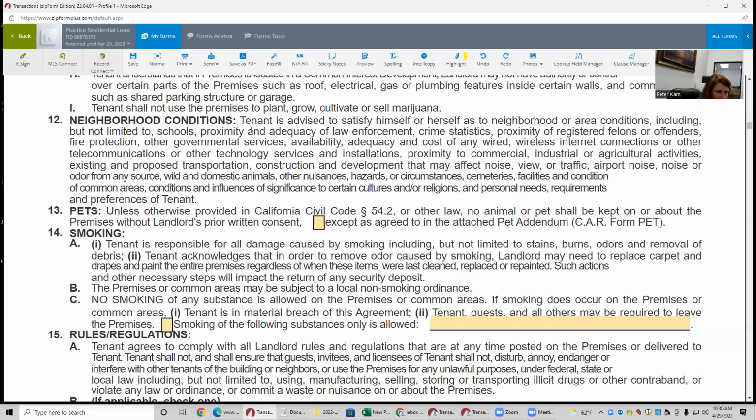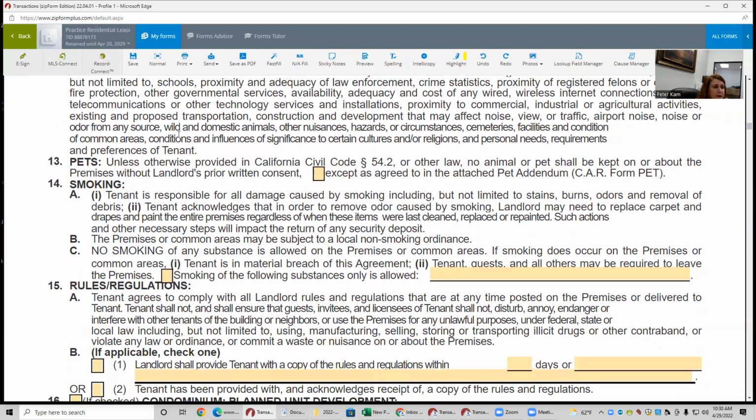So the neighborhood conditions, the tenant is being advised in paragraph 12 to go ahead and check the neighborhood himself or herself for the conditions, including the proximity to schools, law enforcement, crime stats. That is for the tenant to go check. Okay, so this is a really nice paragraph. The tenant can go ahead and check the neighborhood and all the surrounding areas prior to leasing.